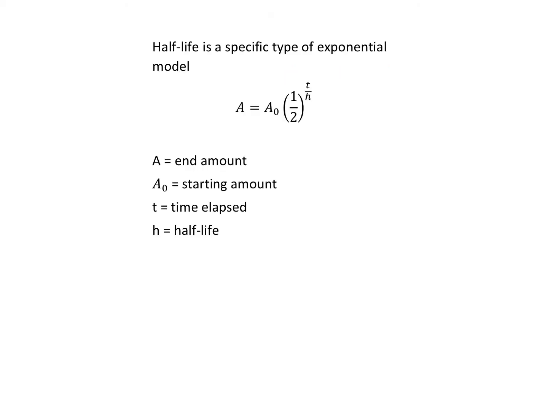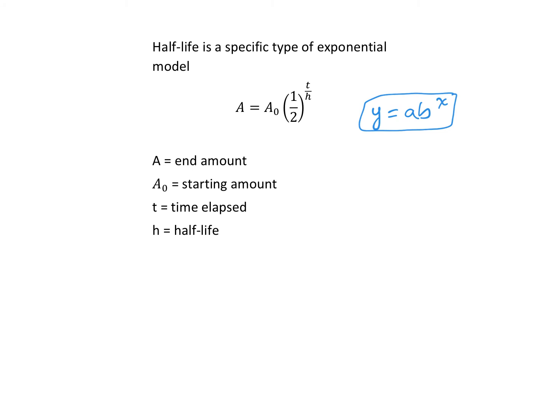So half-life is a specific type of exponential model. It is still the same generic model, y equals ab to the power x. But with half-life, we use specific letters. So we use a initial as the starting amount. So that's our a with subscript 0. That means the initial amount or the start amount.